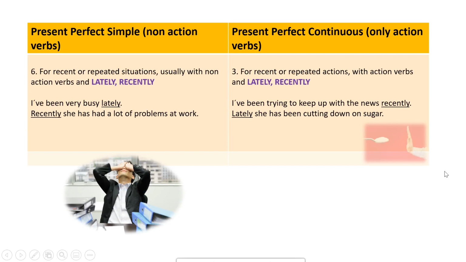Okay. Now, with lately and recently, we see that we have lately and recently for both tenses. In this case, we use it for recent or repeated situations, yes? But if we have a non-action verb, we use present perfect simple, and with action verbs, present perfect continuous. Yeah? It's simply because normally we use lately and recently with present perfect continuous, but if we've got a non-action verb, we cannot use a continuous tense, so I have to use a simple tense.